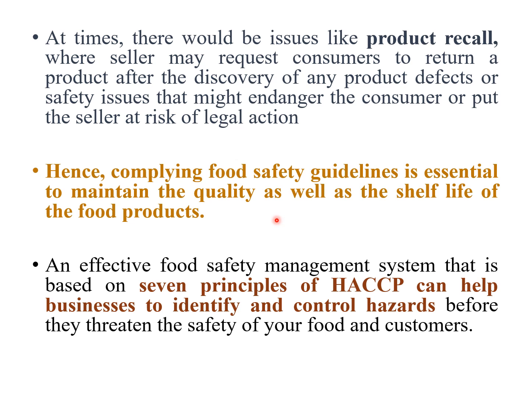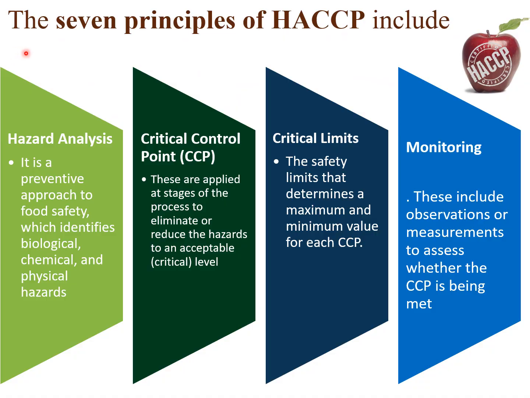So, an effective food safety management system is the one that follows all the 7 principles of HACCP, and this can help businesses to identify and control various types of hazards that can lead to foodborne illnesses. In doing so, the companies will obviously see to the safety of the customers, and of course consumer satisfaction matters to them a lot. Let us see what the 7 principles of HACCP are.